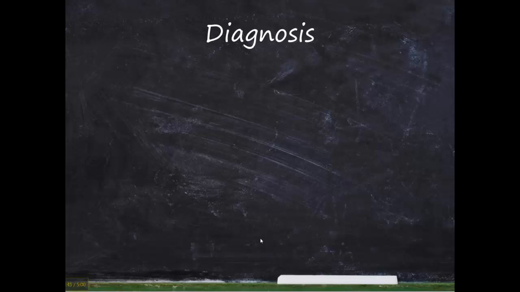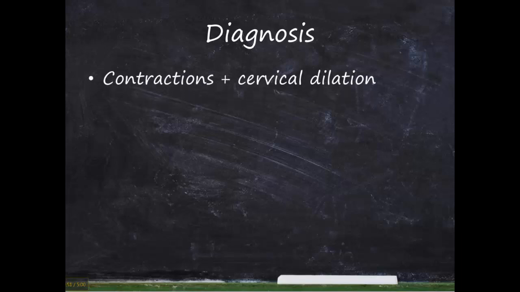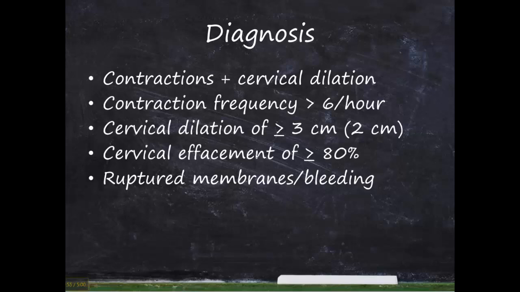As far as the diagnosis of preterm labor, it's not an easy one to make, and it's not easily defined, as you can see here. Classically, it's defined as contractions plus cervical dilation. Others have defined it as contraction frequency greater than 6 per hour, cervical dilation of greater than or equal to 3 centimeters, some sources say 2 centimeters, cervical effacement of 80%, and ruptured membranes or vaginal bleeding.